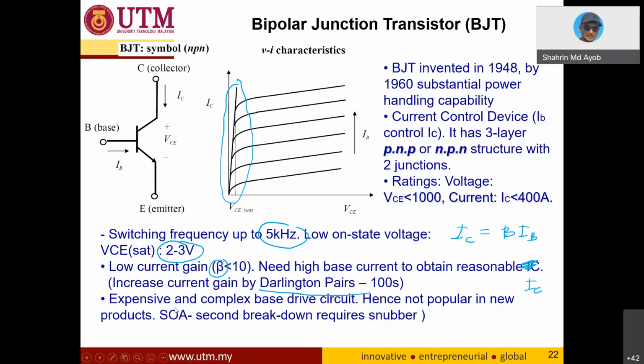And then very expensive and complex base gate driver circuit. So what is meant by driver circuit? Actually, I will explain this after this. The driver circuit is, we have a computer, which is your microprocessor, with all the algorithm there. Okay, and then you have this BJT, right? To match the microprocessor and BJT, you have some electronic circuit, what you call gate driver.